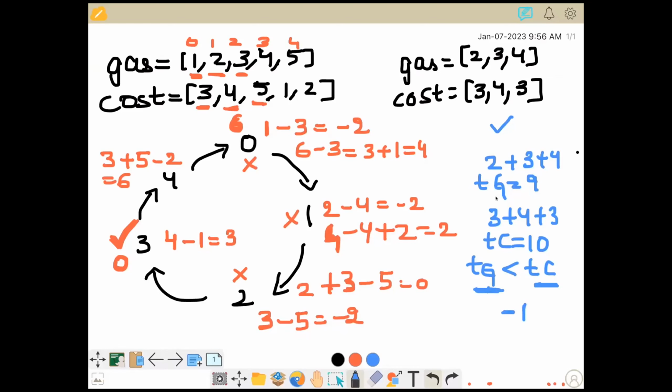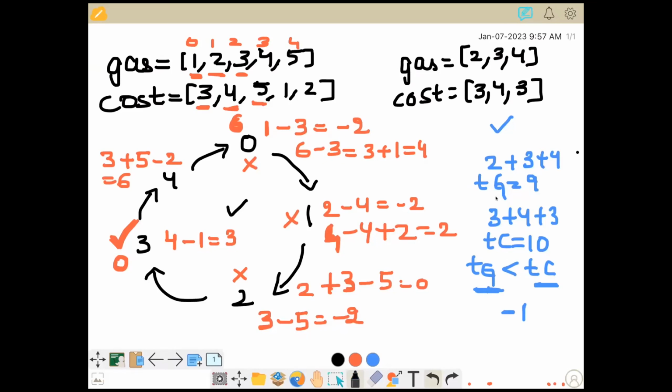So now that we have understood the problem, let us see how we can solve it. The naive or brute force way of solving the problem would be what we did here, right? We start at each gas station and check if we can loop back or circuit back to that gas station.